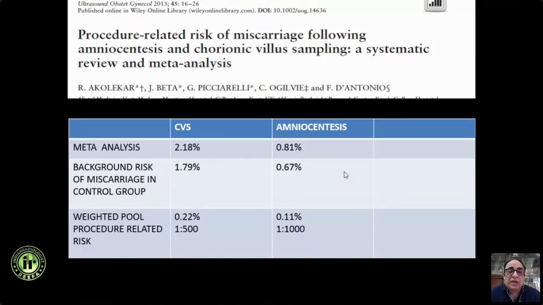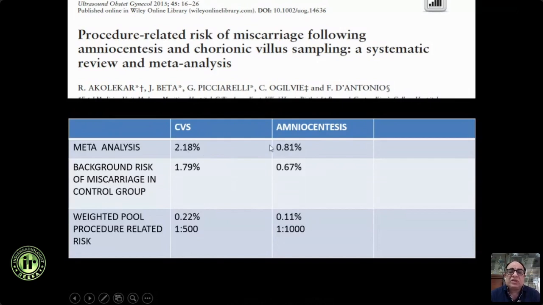And I must share, and I'm sure a lot of people do know this. This is Ranjit Akulekar's study, which broke this myth in 2015. He did a meta-analysis analyzing the complication rate of CVS and amniocentesis versus a background risk. So the overall risk of a CVS was 2%.